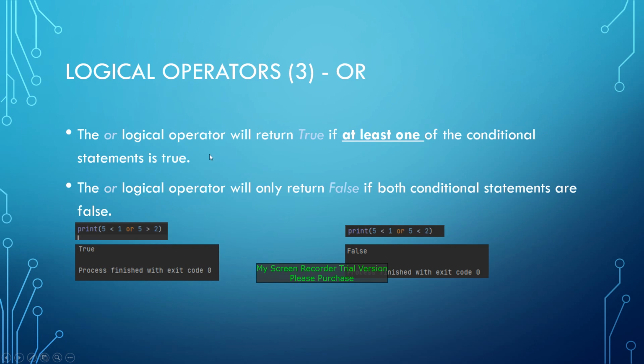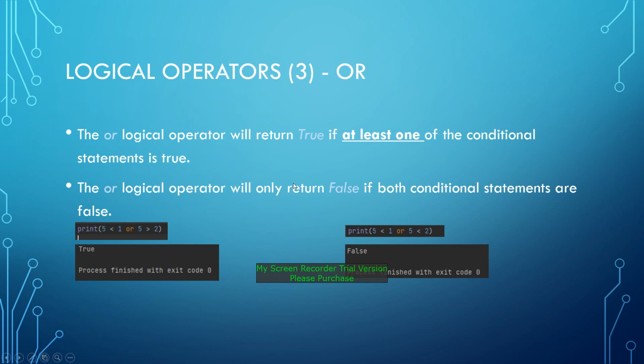Next up, the OR logical operator. The OR logical operator will return true if at least one of the conditional statements is true. Looking at the same example we just used, if 5 is less than 1 or 5 is greater than 2. For the second part, 5 is greater than 2, that is true. 5 being less than 1 is not true. However, one of these returns true, so our entire bracket will return true.